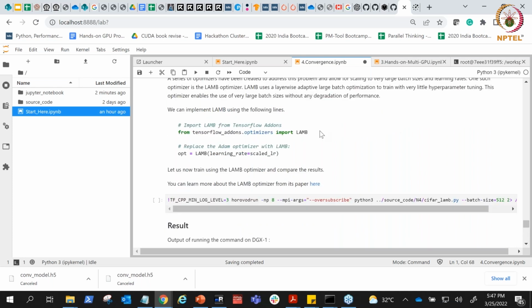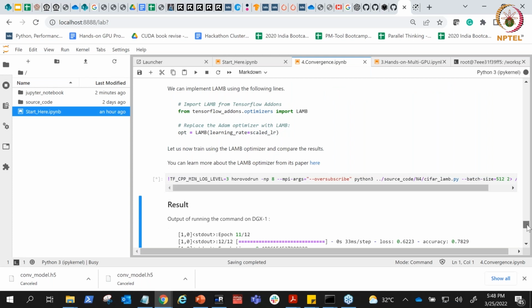So rather than using the normal ones, you can see here you can use this optimizer called LAMB, and let us see what kind of accuracy levels we can get by using this new optimizer.